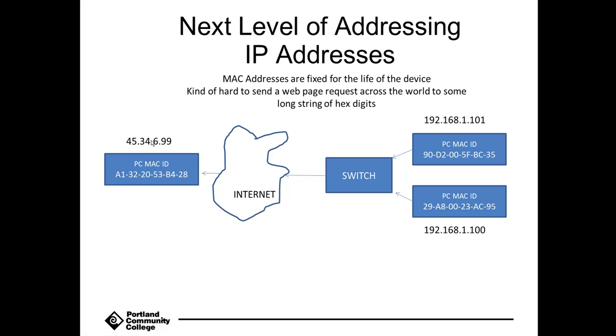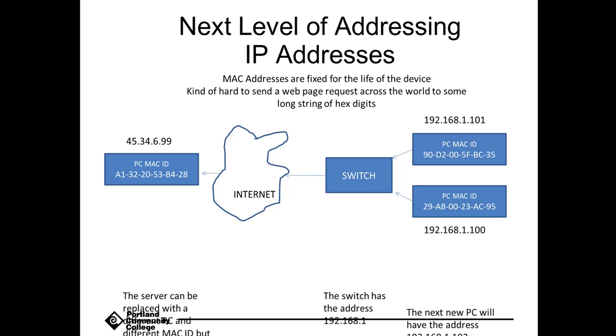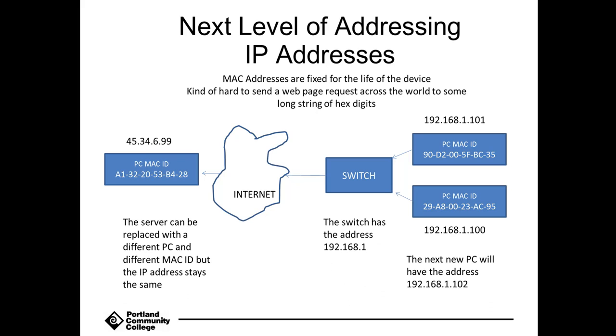And over here we have this PC, and this could change, but it has the IP address of 45.34.69.9. So if this computer here wants to send a web request, it knows it has to send it to this IP address. And it'll make its way through the switch. The switch will know what to do. The internet will know what to do with it, kind of like a phone number. Okay, 45, that belongs in this state. 34, that belongs in this city, or however they've divided it up. This server could be replaced with a different PC and different MAC ID. Wouldn't make any difference. The IP address stays the same.